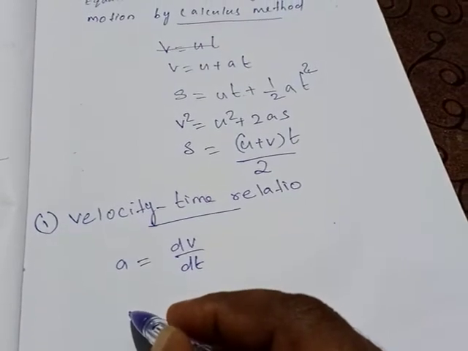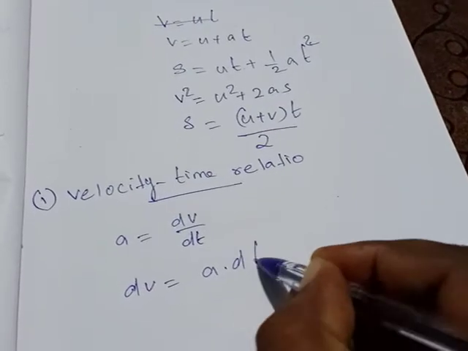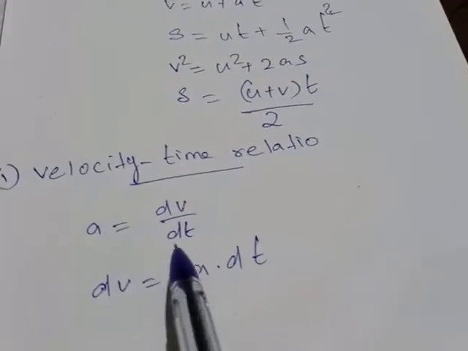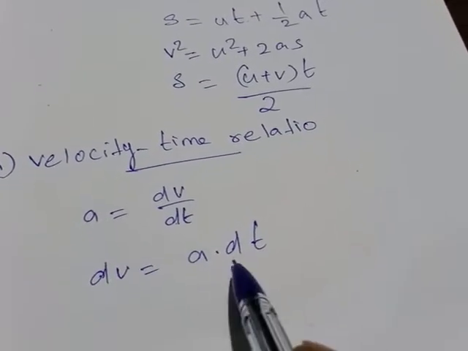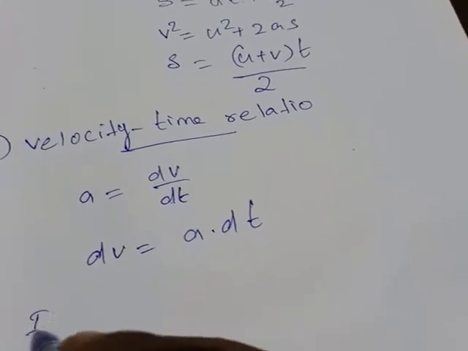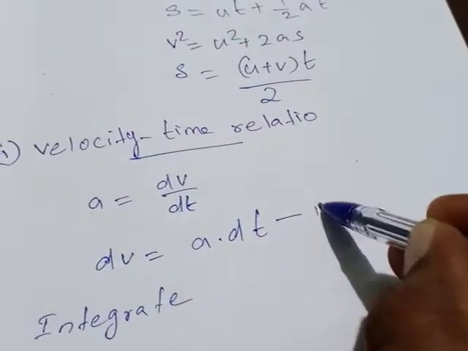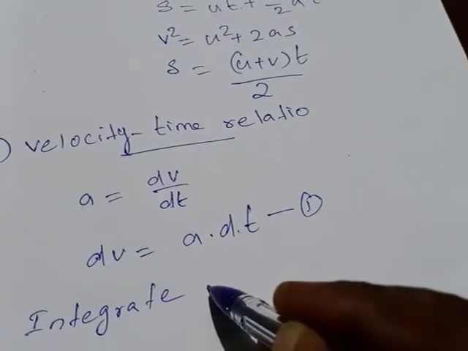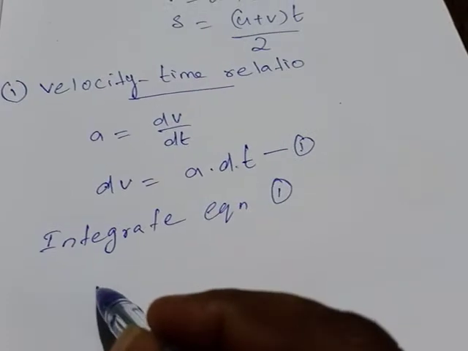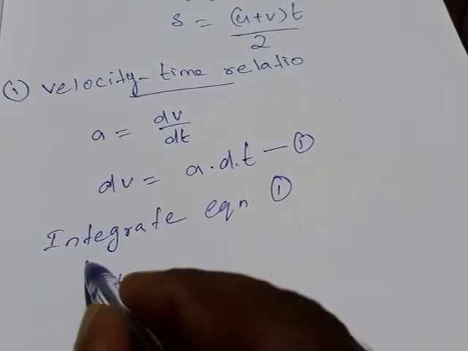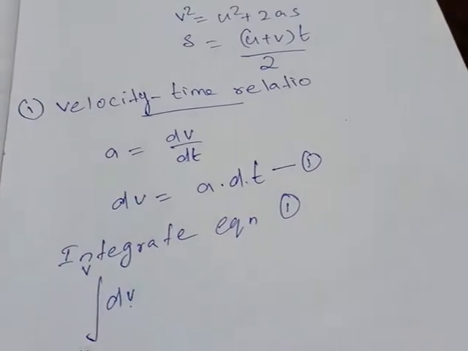Now from this equation you can write dv = a dt. What I did was just take this dt across, cross multiplication. So dv = a dt. Keep this as equation 1. Now integrate equation 1. While doing the integration we have to give the limits. Here for v the limits are u to v.